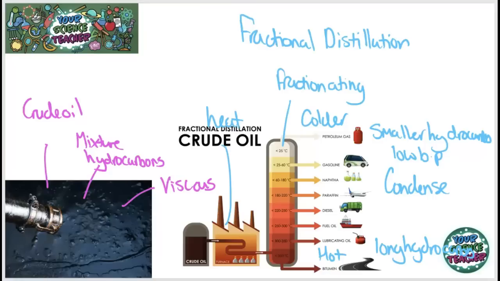The reason for the different boiling points going from long hydrocarbons to small hydrocarbons is due to the intermolecular forces. If you have a really long hydrocarbon, then it's going to have more chance to have more intermolecular forces between the next long hydrocarbon, and this is what results in it having a higher boiling point.